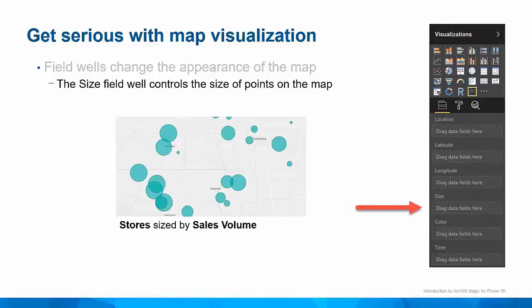You can use the size and color field wells to change the look of your data on the map. The size field well can be used with numerical data fields, and it adjusts the size of locations visualized as points. Small data values will be shown by small circles, and large data values will be represented by large circles. As you can see on the screen, I've sized my store locations by sales volume so I can quickly see high and low performing stores.